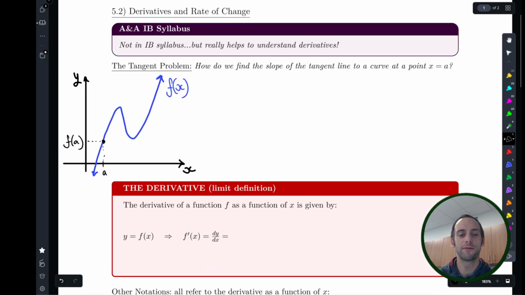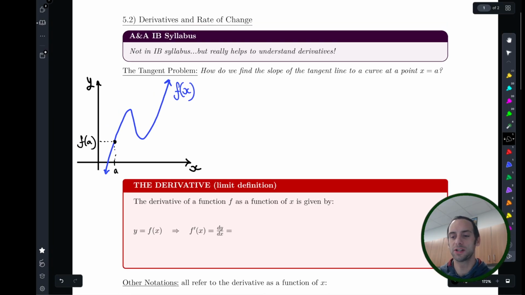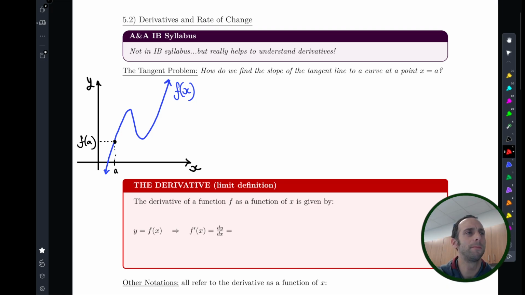So we're going to think about a function that we've got drawn right here, and we're going to think about a tangent line and finding the slope of that tangent line. So we've got a random function drawn here. It could be some kind of cubic, but we're not really interested in the function that made that shape. And we have a point of interest, which we'll call A, and it has an output value, which we'll call f of A.